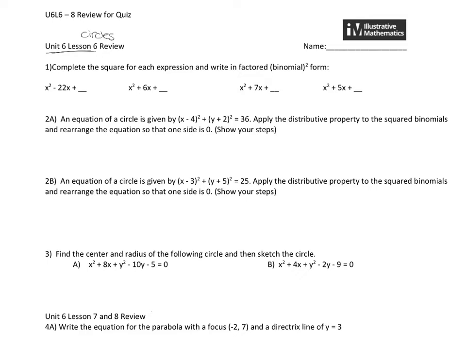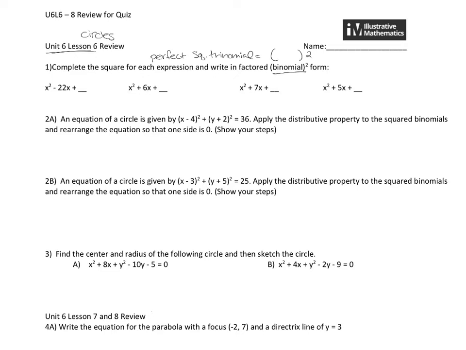working with circles is we learned to write perfect square trinomials, which were perfectly factorable into a binomial squared. And so that's what we're being asked to do in the first problem.